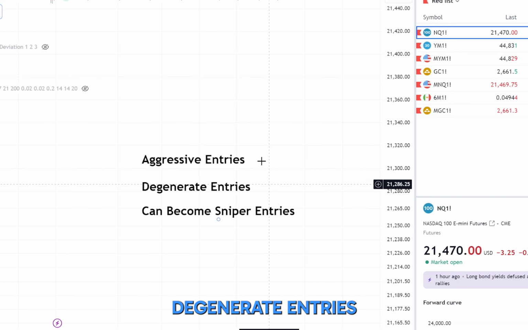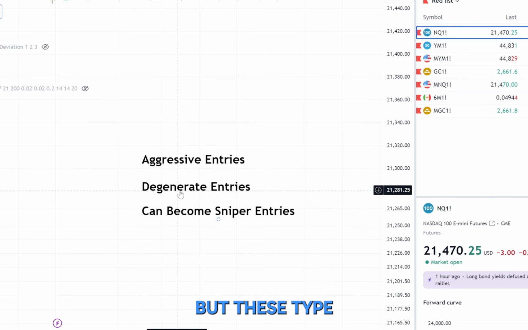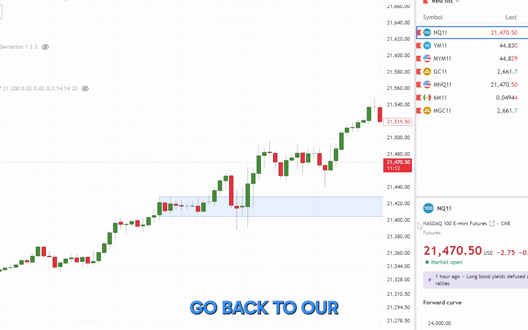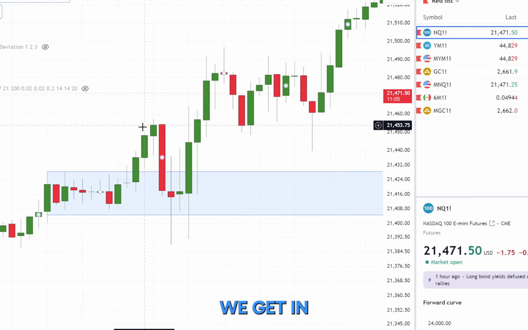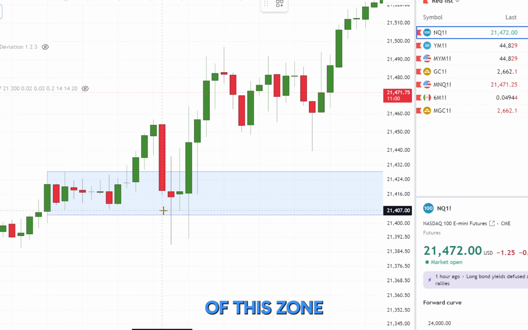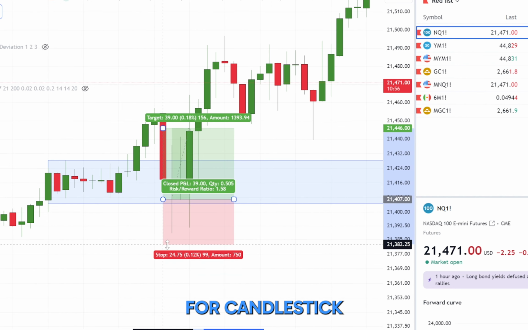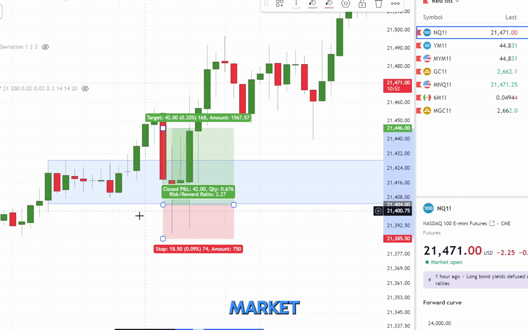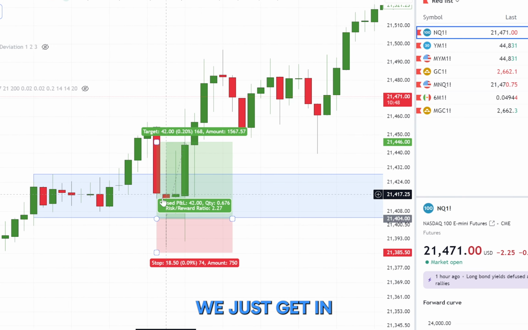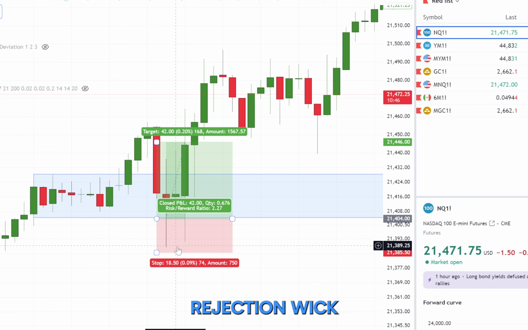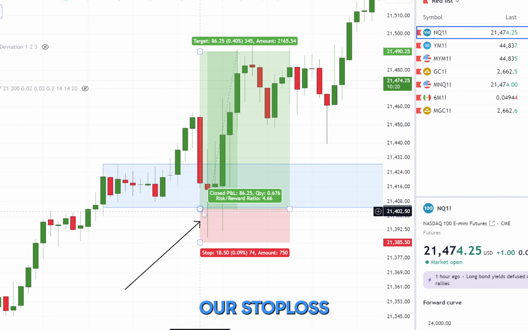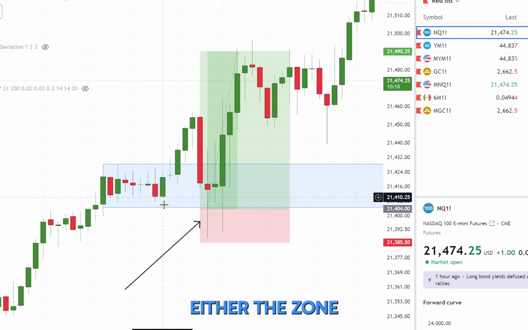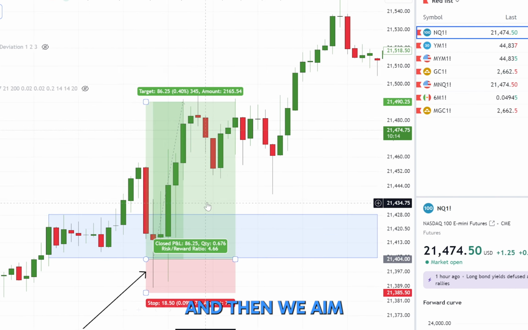Now the last type of entries that I will be going over are aggressive entries. I call these degenerate entries, and you're going to see why. But these type of entries can become sniper entries if done properly. So let's go back to our previous example. If we are getting in aggressive and doing aggressive entry, we get in on the manipulation of this zone right here. We don't wait for a candlestick break. We don't wait for a market structure shift or change of character. We just get in once we see this rejection wick from this zone, and then we aim higher. So we get in right here. Our stop loss would go right below either the zone or the rejection point, and then we aim for higher.